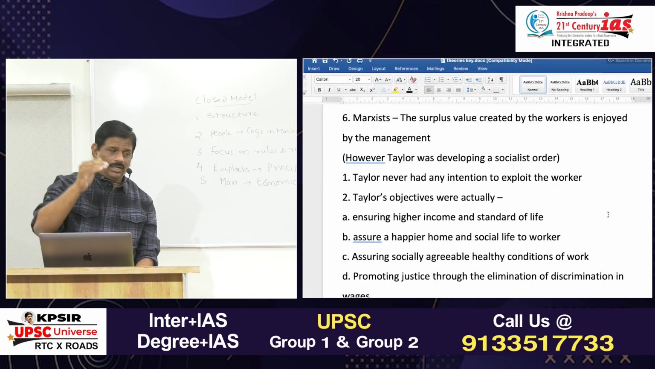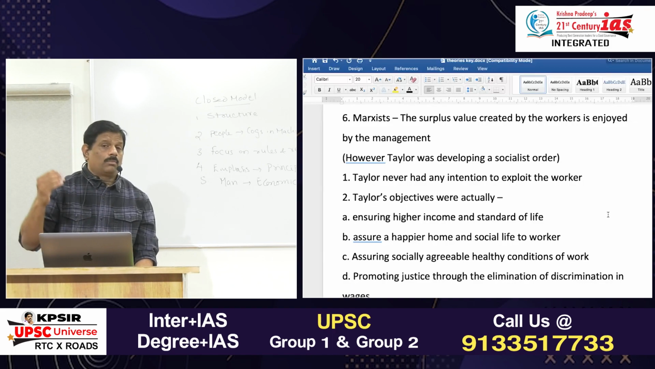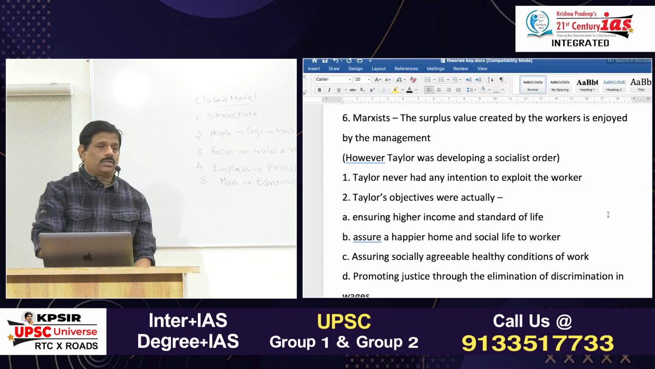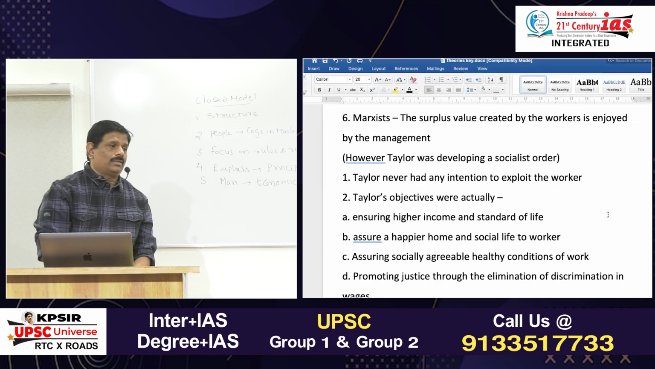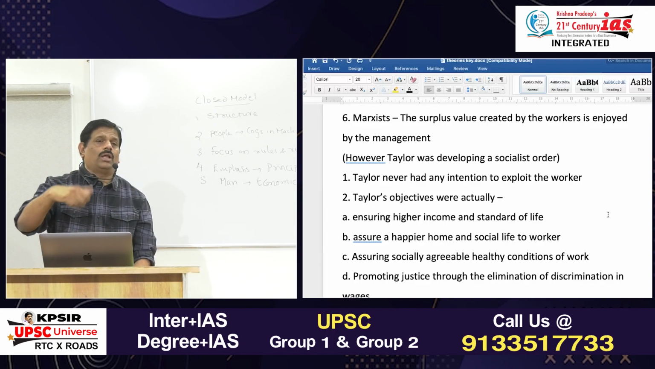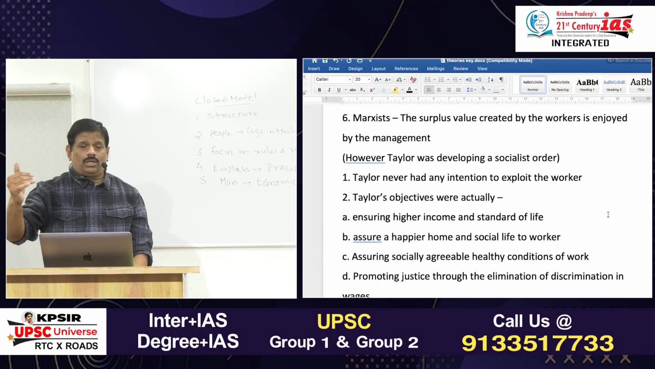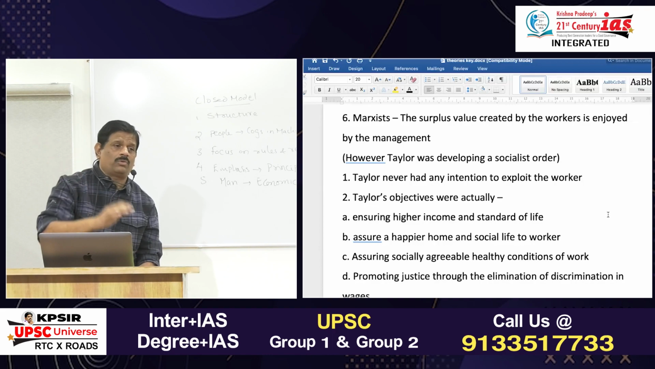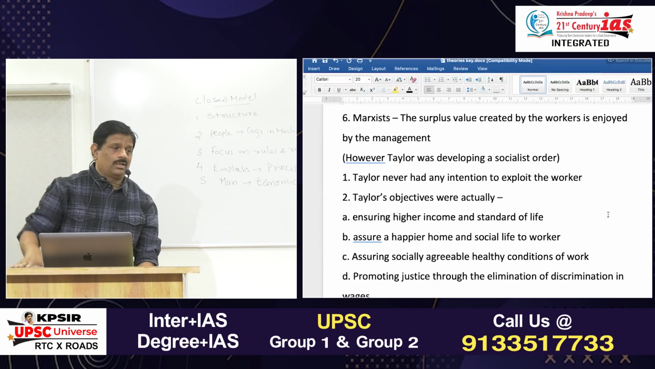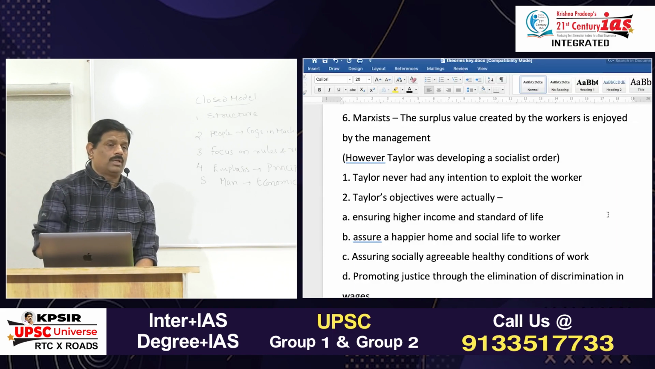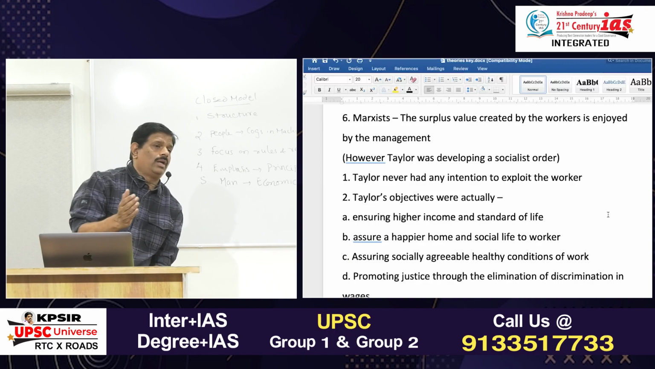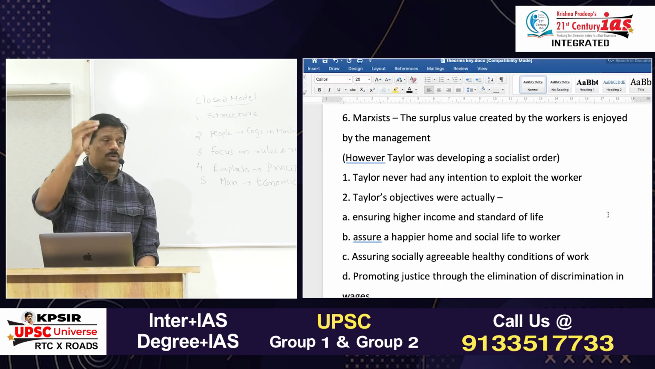So, suppose the worker will be given a limited share of prosperity. The producer will be given additional prosperity sources. Because when an entrepreneur has initiated a company, he is risking everything, including his life, his money, and his family. Everything is being risked. So, the risk factor will award him more money. Whereas the worker is contributing his share to the work product. So, accordingly, the worker will also be provided, depending upon the contribution to productivity. So, Taylorism was developing a socialist order based on the equitable sharing of prosperity. Taylor never had any intention to exploit the worker because his intention was different. The only intention that Taylor had was increasing productivity, not exploiting the worker.